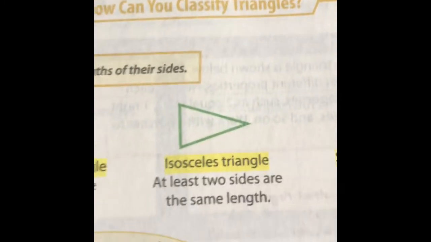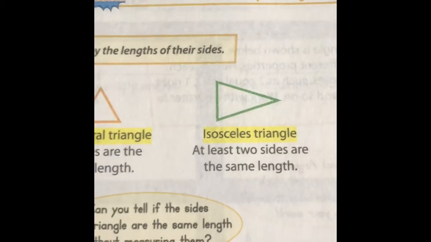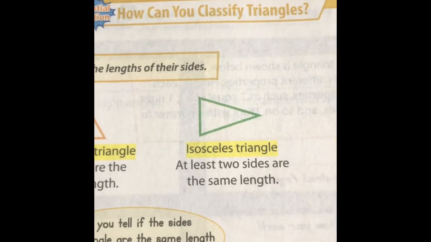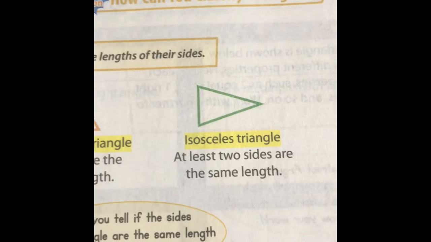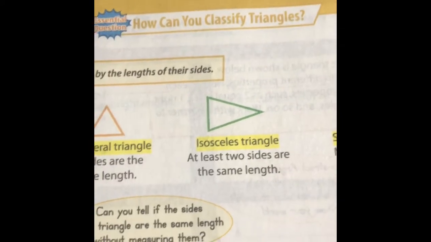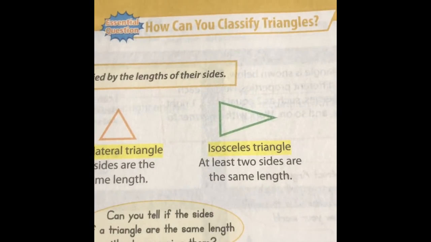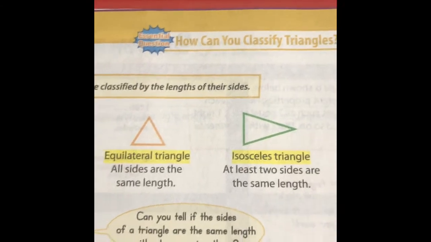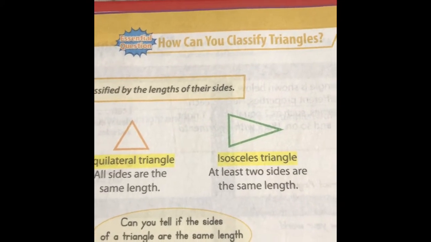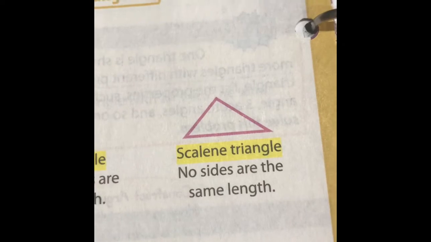And then isosceles. I know you've learned this before. This one is where you have two sides that are the same, okay? And you can have obtuse or acute isosceles triangles. And you can have right triangles. So isosceles just means two of the sides are the same. All right, and scalene means nothing is the same.